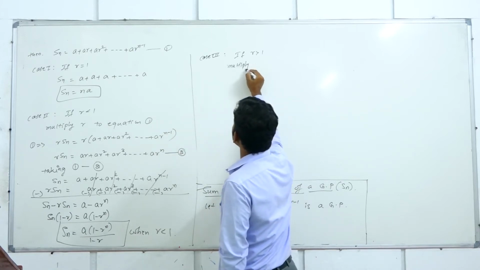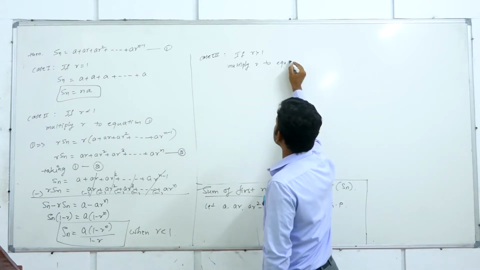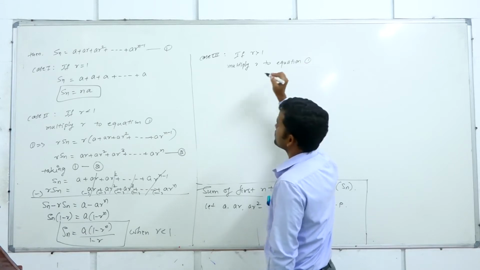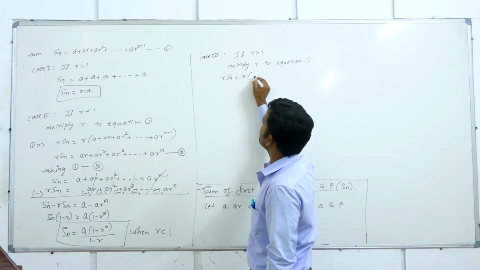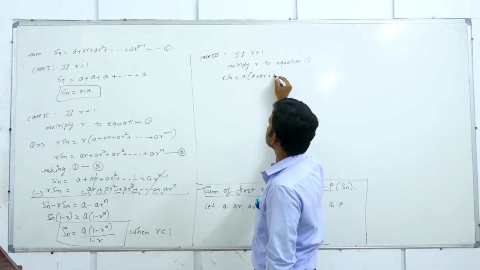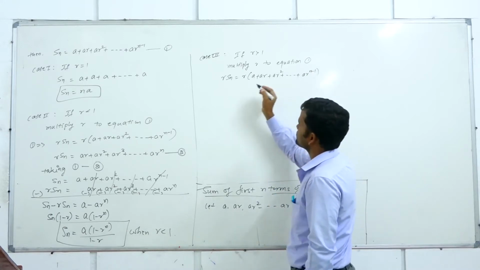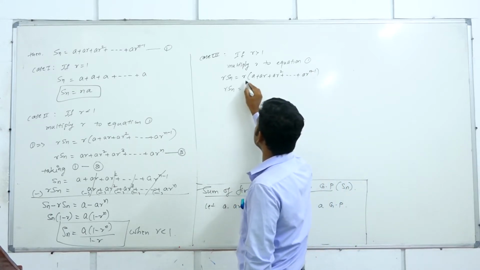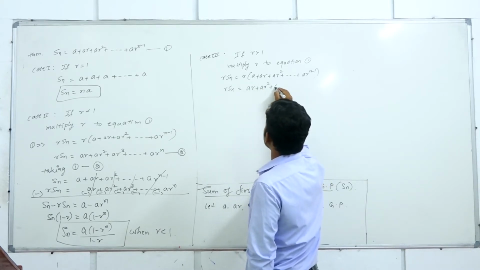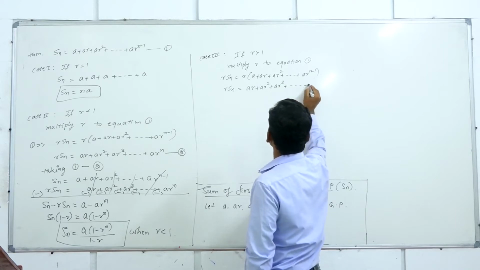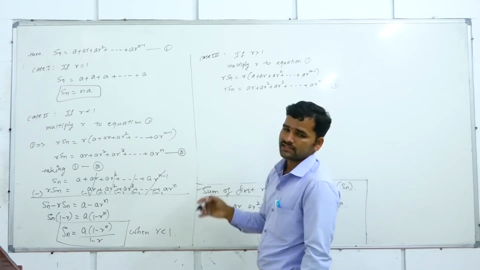Multiplying r to the equation 1. What happens to that? r into Sn is equal to r into a plus ar square, so on, up to a into r to the power of n minus 1. r into Sn is equal to, r is getting multiplied with all these, ar square, ar cube, so on up to a into r to the power of n. Let me take this as equation 3.